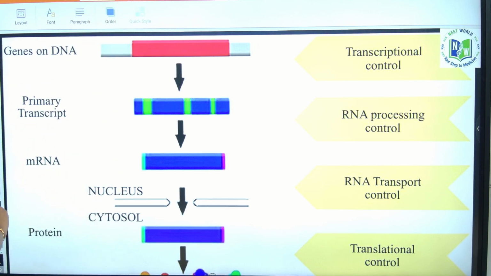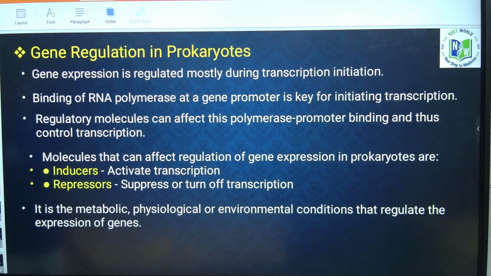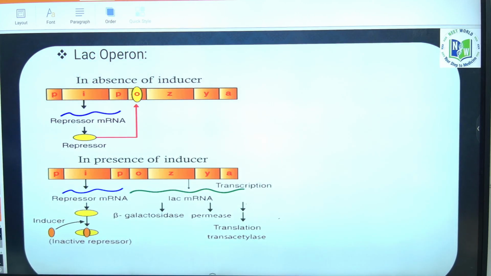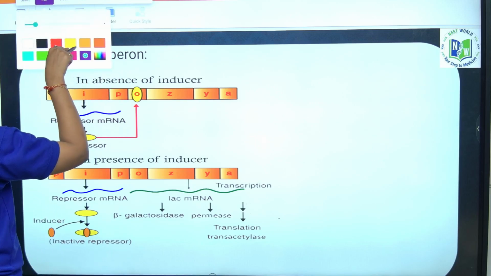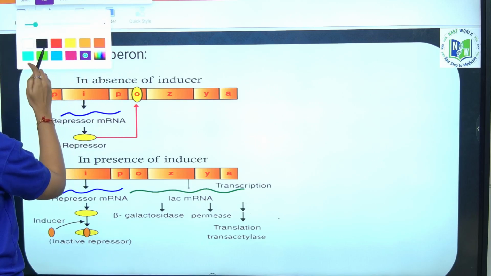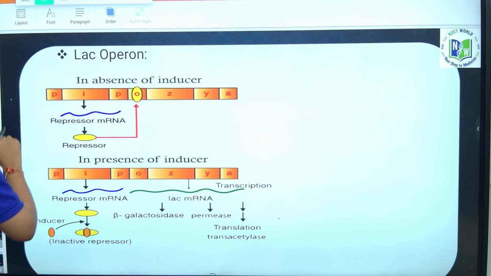We need to learn more clearly the gene regulation in prokaryotes by the Lac Operon model. This is a small piece of information, you can take a screenshot of it and refer to it later. The Lac Operon model is given by Francois Jacob and Monod, wherein Jacob is a geneticist and Monod is a biochemist, right?